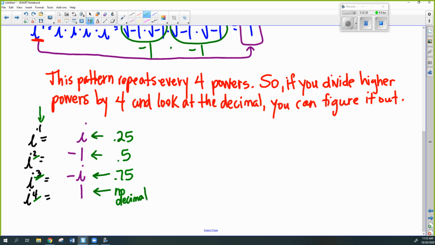All right, so what is that good for? Here's my example, and then we'll do some practice together. What if I ask you for something like I to the 53? I don't want to sit there and write out I to the 1st, 2nd, 3rd, 4th, 5th, 6th, 7th, 8th, 9th. I don't want to try to figure out the pattern. So in my calculator, I'm going to do 53 divided by 4. This is like my side work.